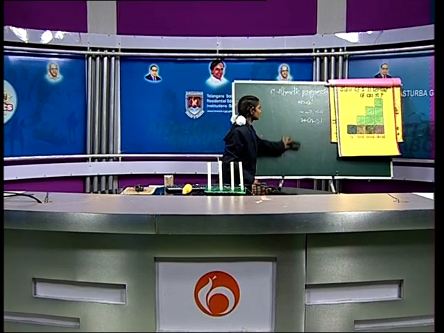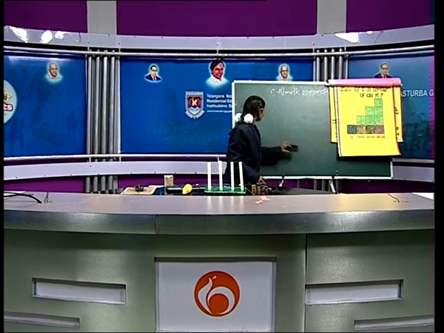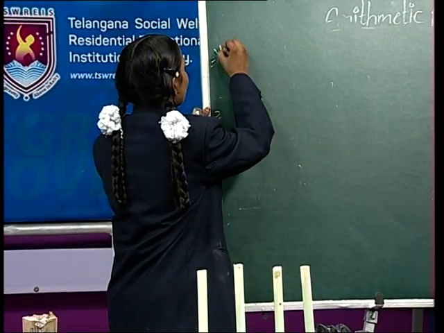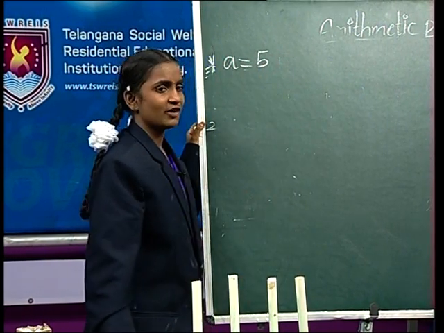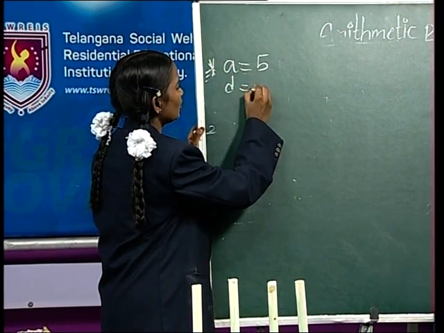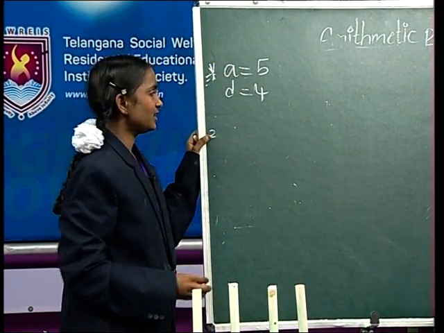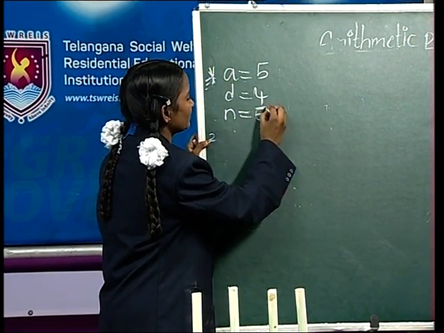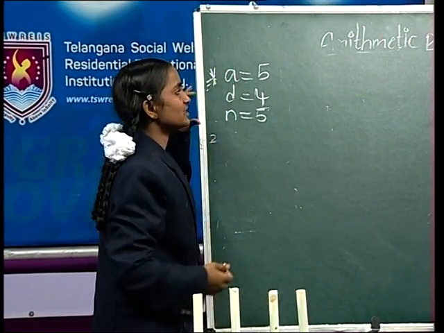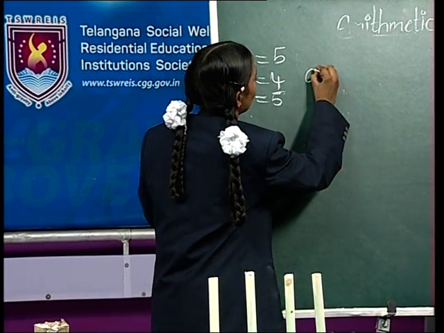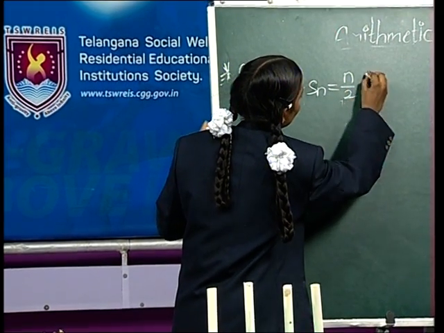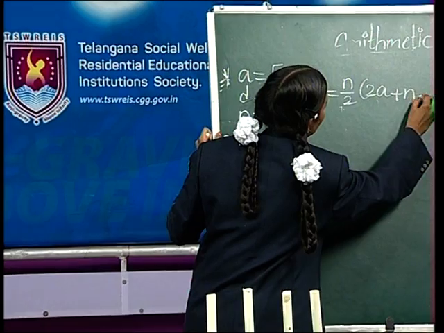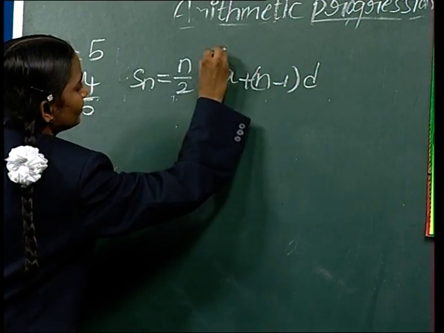The sum of the n terms is what? Yes, n by 2 into 2a plus n minus 1 into d. Here given the first term of an arithmetic progression is 5 and the common difference d is equal to 4, and given n is 5. So we have to find the sum of this progression. So Sn is equal to n by 2 into 2a plus n minus 1 into d.